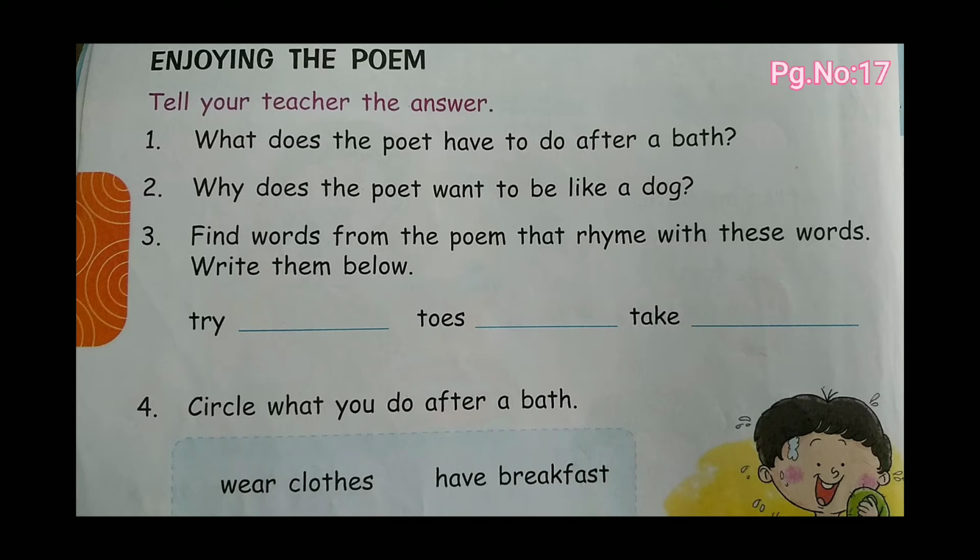Now let us take page number 17 in your textbook. Here we can see some questions, and you try to answer these questions, and the correct answer will be given tomorrow. Now let us read and understand the questions. First one. What does the poet have to do after a bath? The second question. Why does the poet want to be like a dog? Third question. Find words from the poem that rhyme with these words. Write them below. Here you can see 3 words that are try, toss, and take.